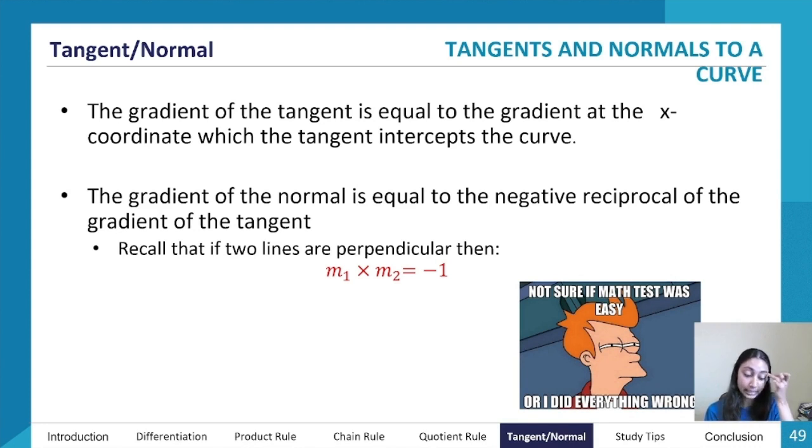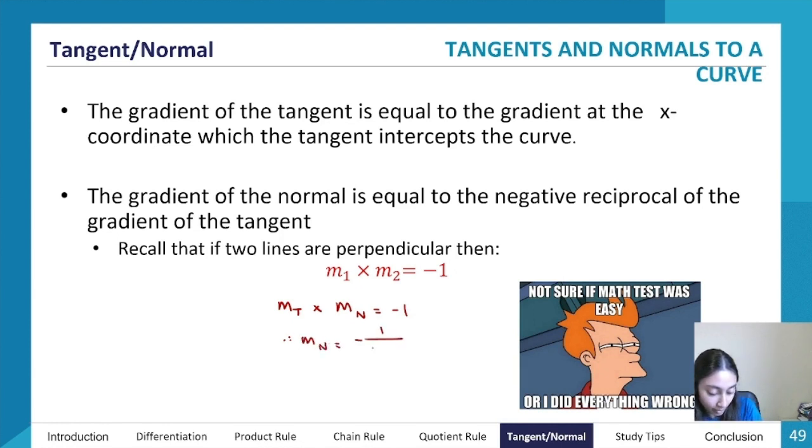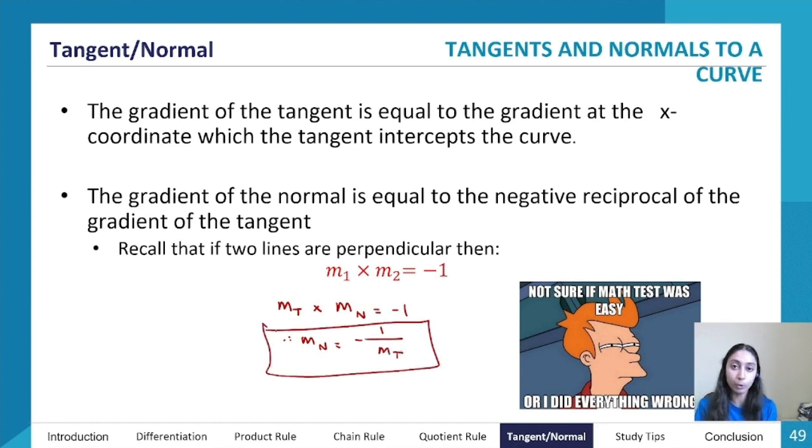So the gradient of the normal is actually equal to the negative reciprocal of the gradient of the tangent. Okay, so from year 10, you'll know that if two lines are perpendicular, then m1 times m2 is equal to -1, aka mt times mn is equal to -1. Therefore, mn is equal to -1 on mt. Okay, that's a rule that I want you all to write down. So I'm going to give you 5 seconds to write that down. 5, 4, 3, 2, 1. Okay, hopefully you've written that down.